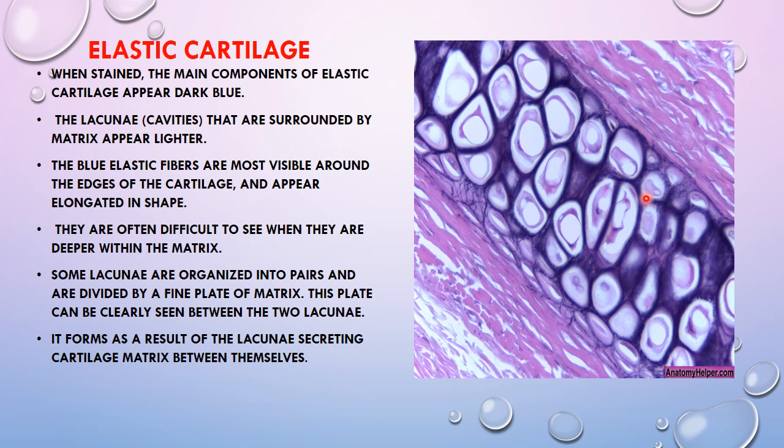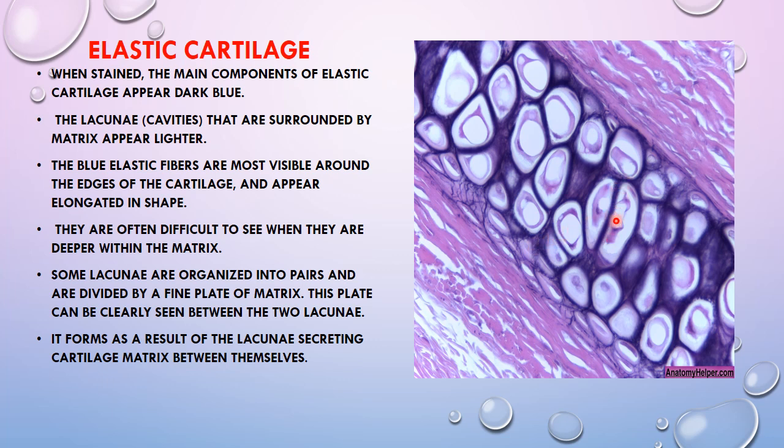What a beautiful photomicrograph this is of the elastic cartilage, clearly visualizing all of its components. When the elastic cartilage is stained, the main components appear dark blue in color. The lacunae, or the cavities, are surrounded by the matrix and appear lighter. The blue elastic fibers are clearly visualized at the edges, but they are difficult to distinguish deeper in the matrix.